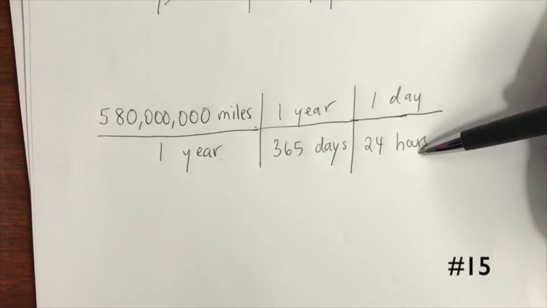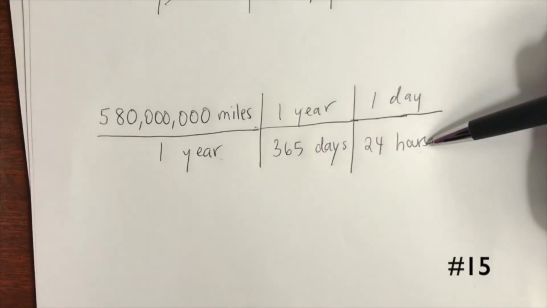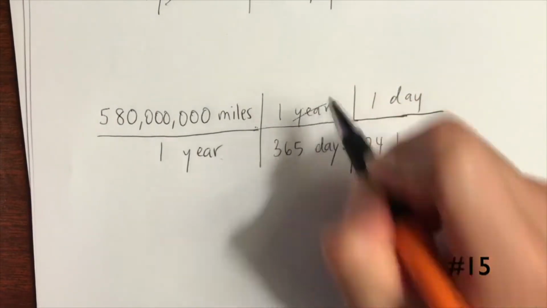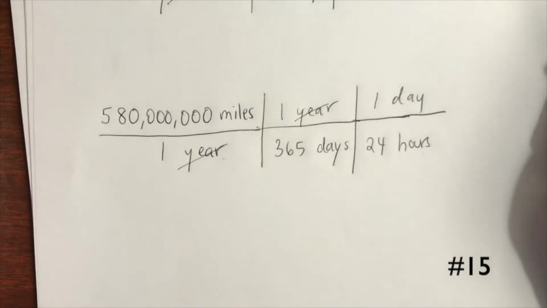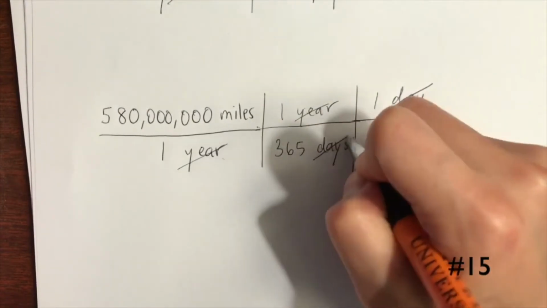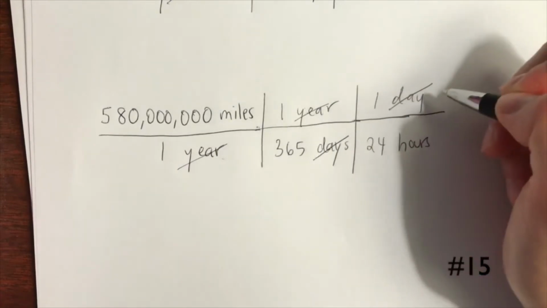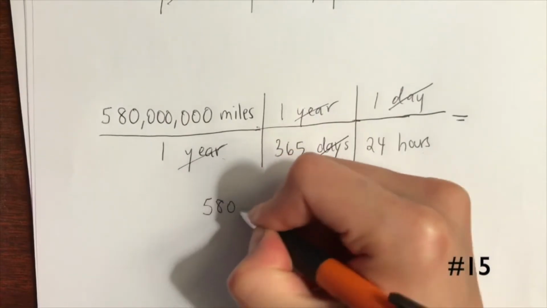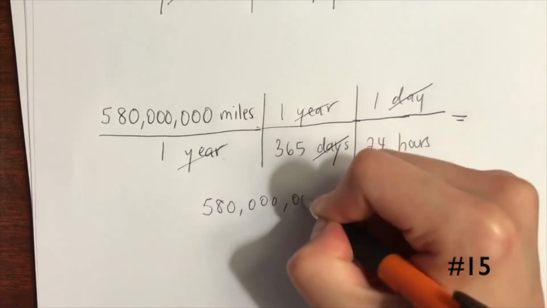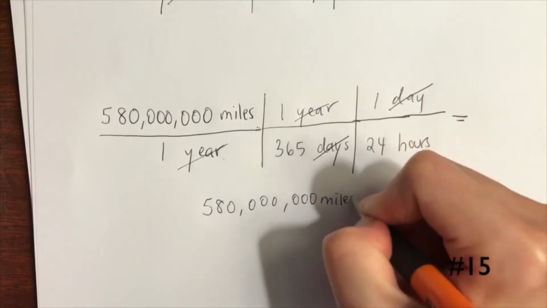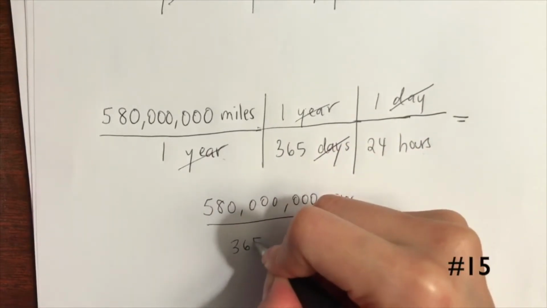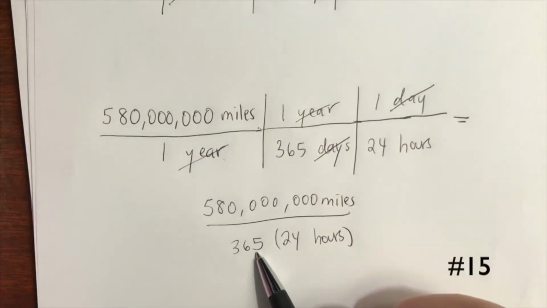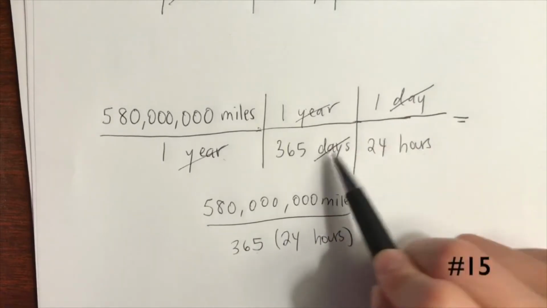The reason you want to do this is because ultimately you only want miles per hour. So then the units you have here can cancel out with each other. For example, if I have 1 year on top and also 1 year on bottom, I can cancel those units out. And if I have 1 day on top and day on bottom, then I can also cancel those units out. So then all we're left with is miles per hour for our units. For that result, we just need to do 580 million miles over 365 times 24 hours. You can see for this 365, now it's unitless because we canceled out the day unit.